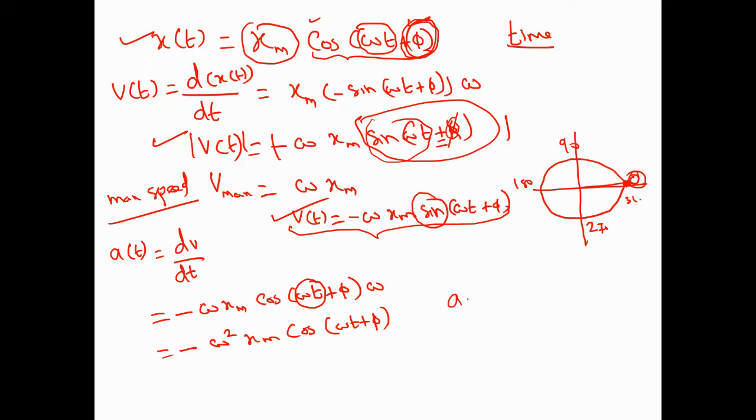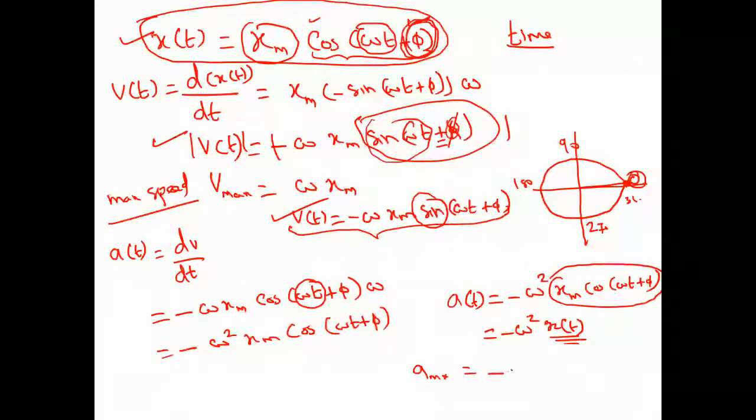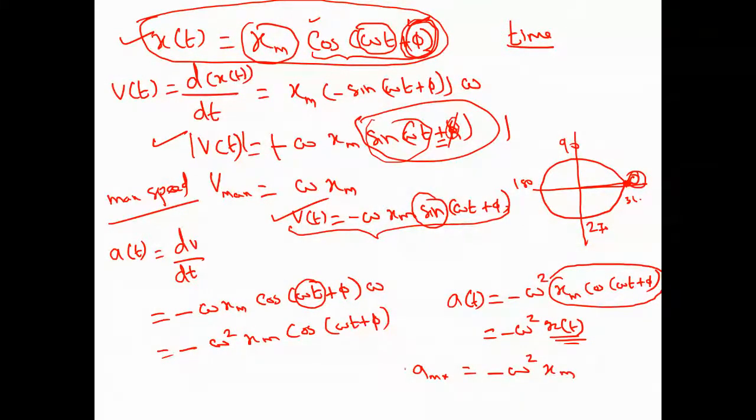Okay, now what is here, brother? My acceleration is equal to negative omega square xm cosine of, my dear, listen carefully, omega t plus phi. Am I right? What is this, brother? This is my x of t. So I can write minus omega square of x of t. So what is my maximum acceleration? The magnitude of the maximum acceleration is only the maximum of the amplitude. So I can write omega square of xm. Clear? This is my maximum acceleration in terms of amplitude.